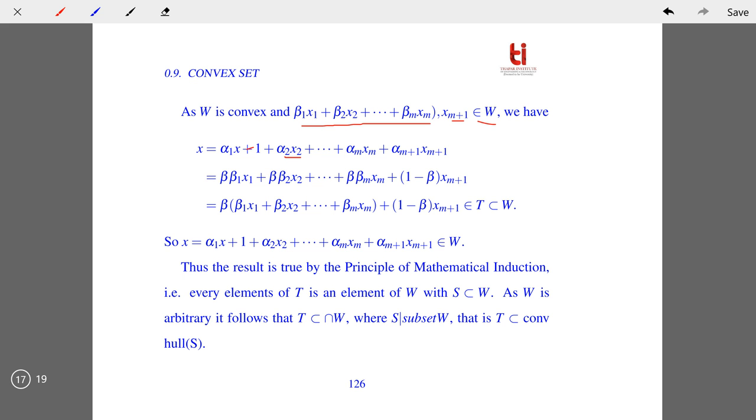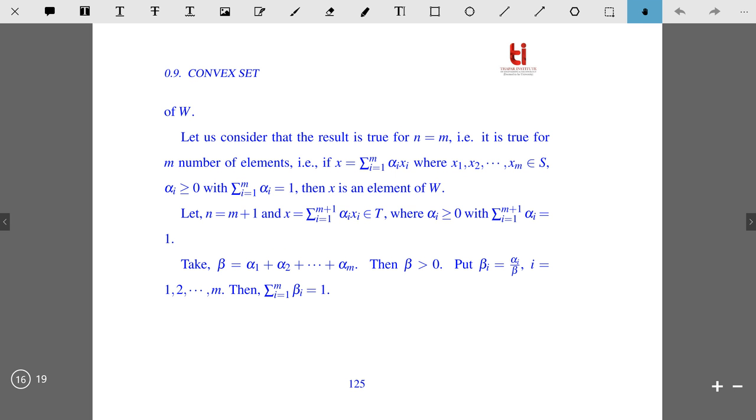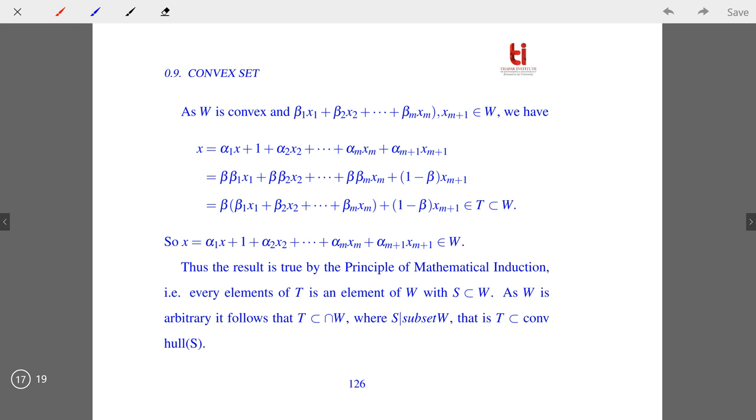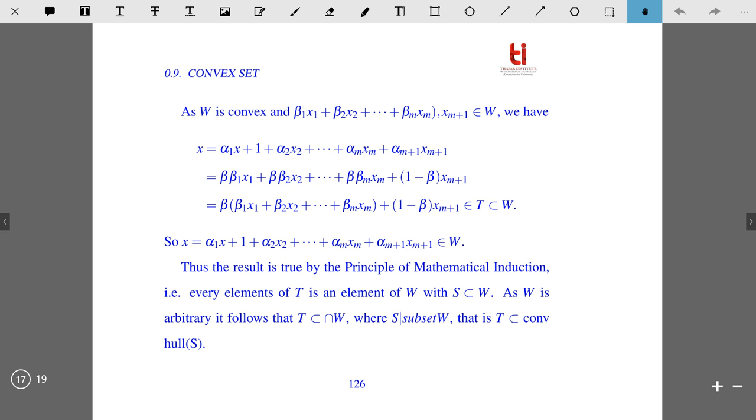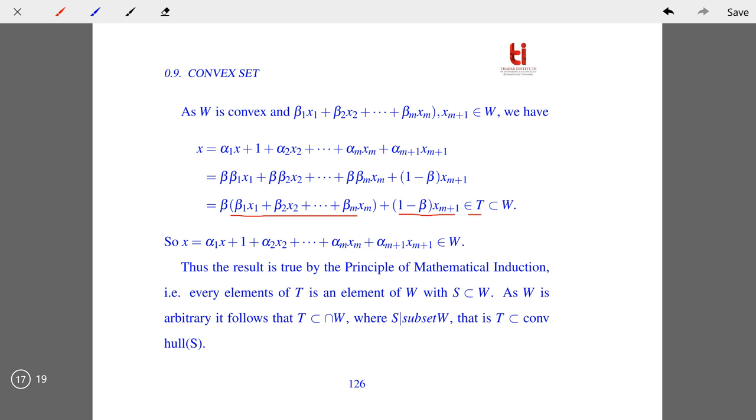Now, we have already assumed in the previous step that beta i is equal to alpha i over beta. So we get alpha i equal to beta times beta i, and we substitute here. So we get alpha 1 x1 equal to beta times beta 1 x1, alpha 2 x2 equal to beta times beta 2 x2, and alpha m xm equal to beta times beta m xm. And the final term is (1 minus beta) times xm plus 1. This is because we have supposed i from 1 to m, and we know that the summation of beta i is equal to 1. In that case, the remaining coefficient is 1 minus beta. Now we can rearrange the terms this way, taking beta common, plus (1 minus beta) xm plus 1, which belongs to T, which is a subset of W.